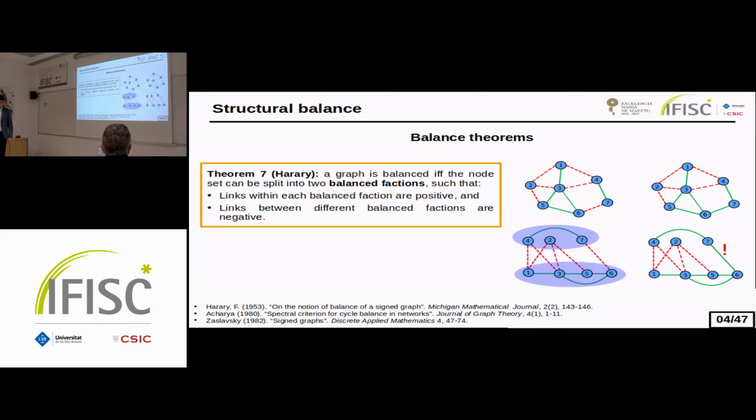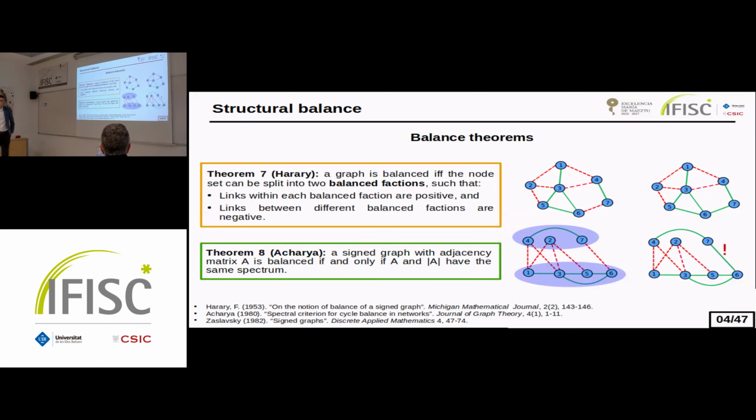Another important consequence of balance is Acharya's theorem that tells us that a graph is balanced if and only if the adjacency matrix of the signed graph and of the underlying unsigned graph, so the entries in absolute value, have the same spectrum, have the same eigenvalues. So basically, this is telling us that a balanced graph is equivalent to an unsigned graph from a spectral point of view.